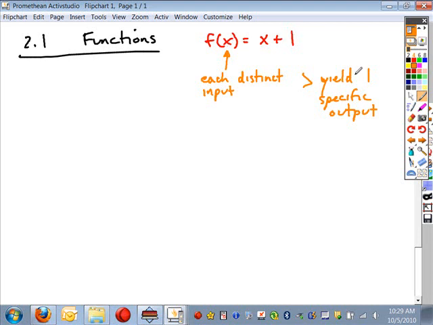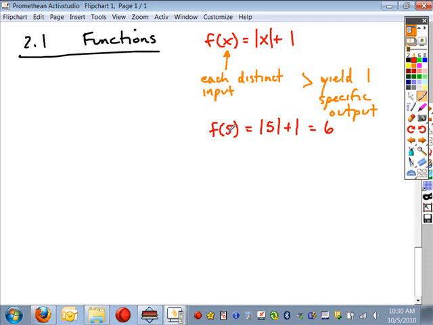Now, that doesn't mean that this output can't be the same for two different numbers that are plugged in. Because if I take something like this, right here, this is still a function. If I plug in, let's say, the number 5 for x, what is my output? 6, right? Always going to be 6. No matter how many different times I plug in 5 to this function, you're always going to get 6. That's what defines it as a function.